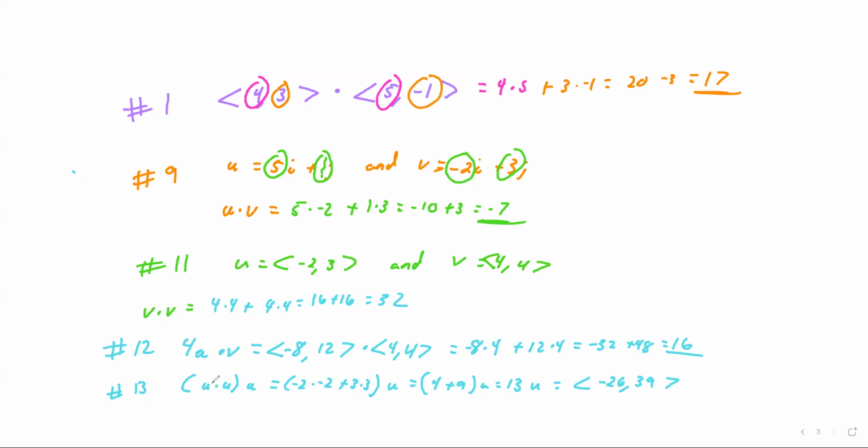So again, notice that this is the dot product, which gave me a scale factor, and then that scale factor is then distributed in as a vector.